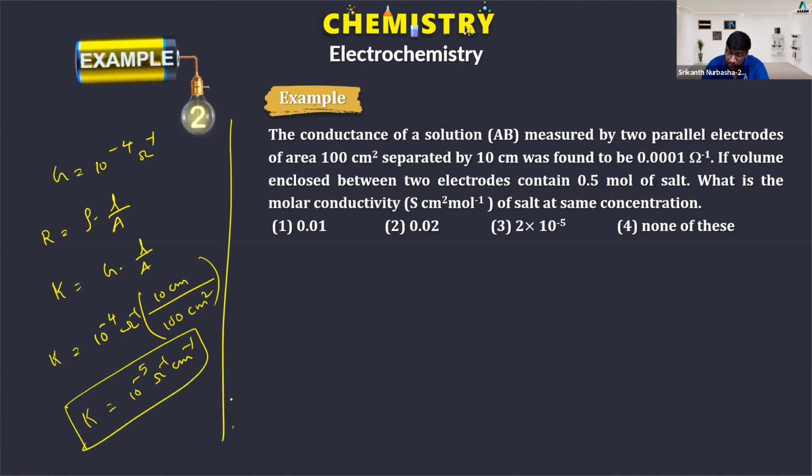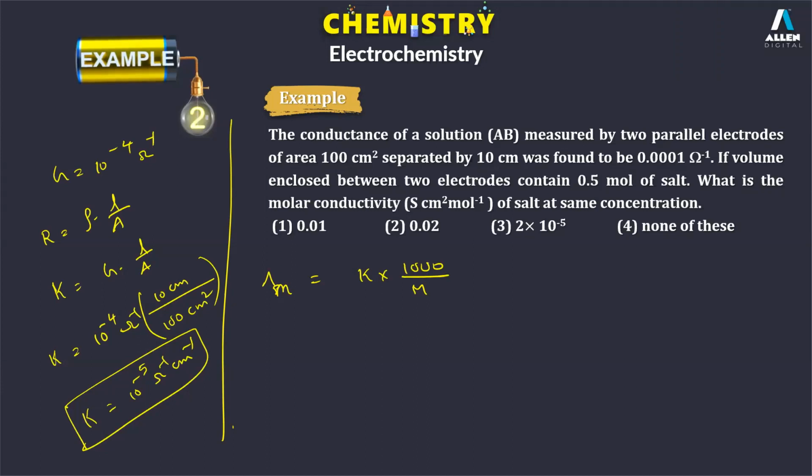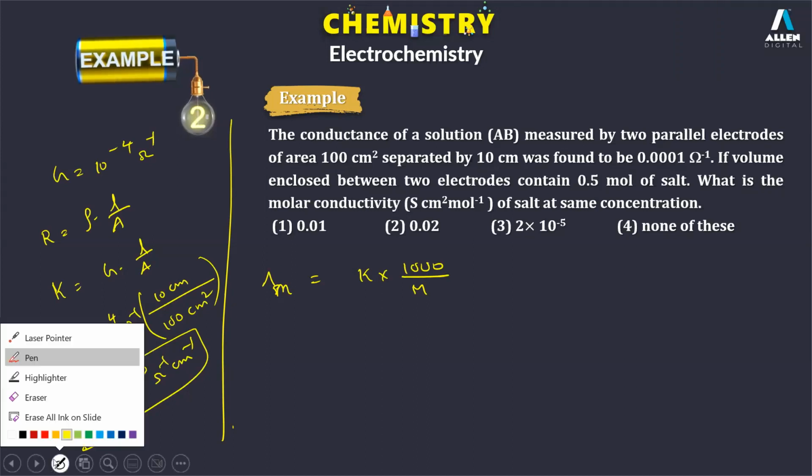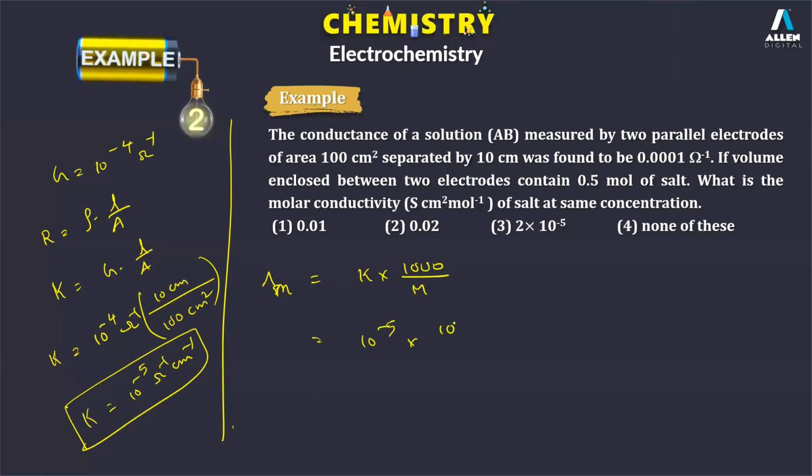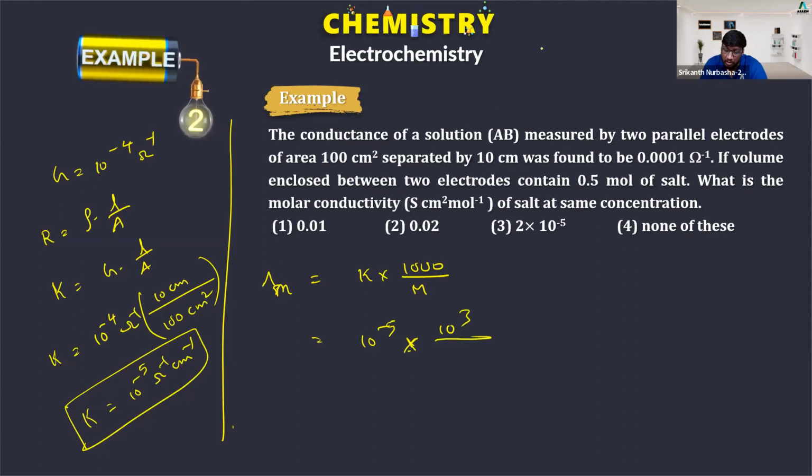Now what are they asking us to calculate? Equivalent or molar conductance? Molar conductivity. K is given as 10 power minus 5 ohm inverse cm inverse. So molar conductance is equal to K into 1000 by molarity. What was the calculation then? K into 1000 by molarity. K is 10 power minus 5, into 10 power 3, by 0.5.